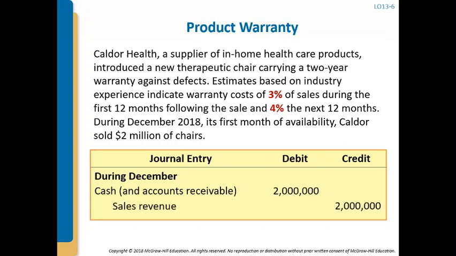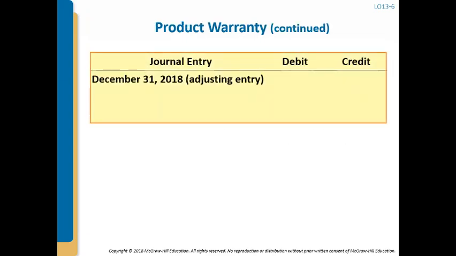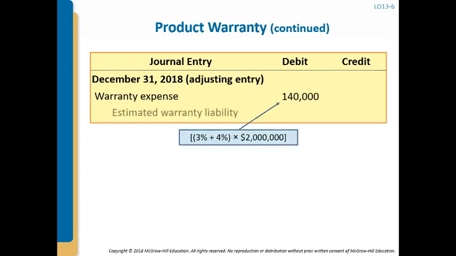There's your original entry for recognizing the receipt of the $2 million. Of course, it's probably not in one lump sum, but you get the idea. And then you're simply going to debit warranty expense for 7% of the $2 million in sales for the month of December, and record a credit, a liability, warranty liability.